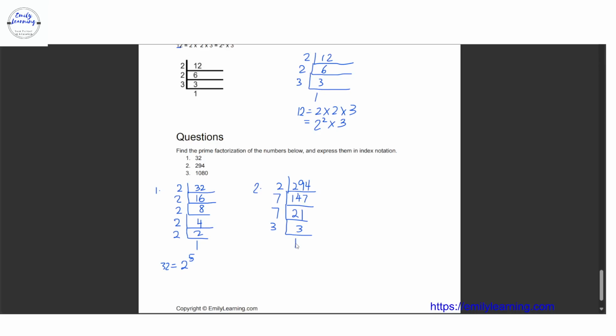So I know that 294 is equal to 2 times, the next smaller number is 3, times 7 times 7. 7 is multiplied by itself 2 times, so it's equal to 7 squared. So 294 is equal to 2 times 3 times 7 squared.